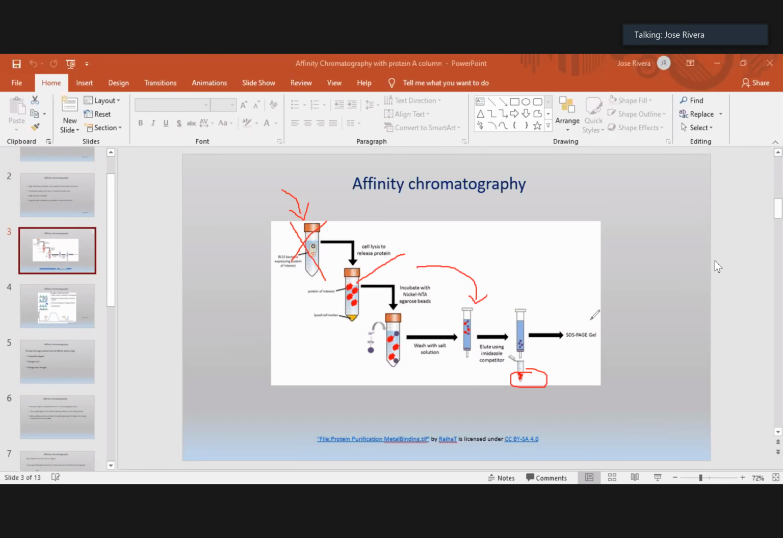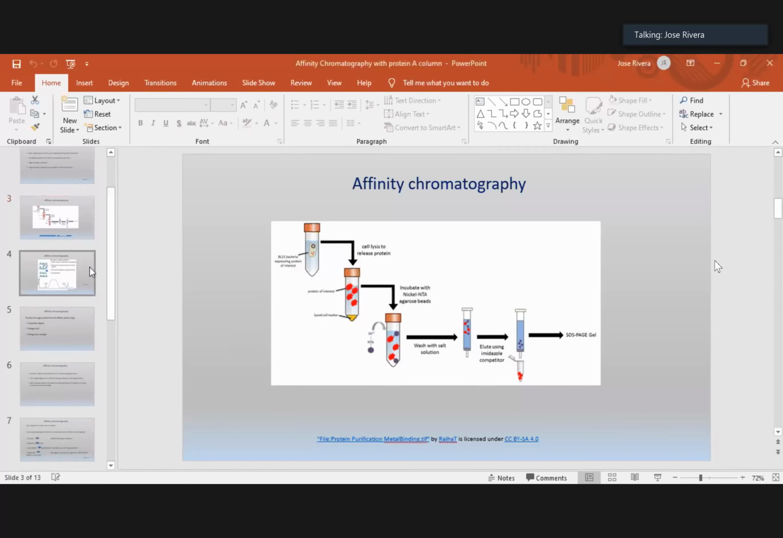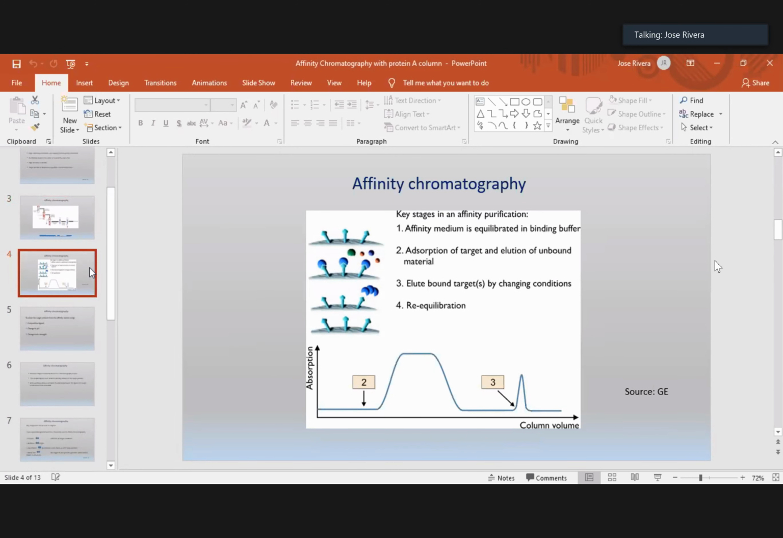And then you can determine how pure your protein is using the SDS gel that I told you about before, and I'll show you one later. So SDS-PAGE, an acrylamide gel. Okay, so what happens is you can monitor how your protein is coming, where it is in the column.